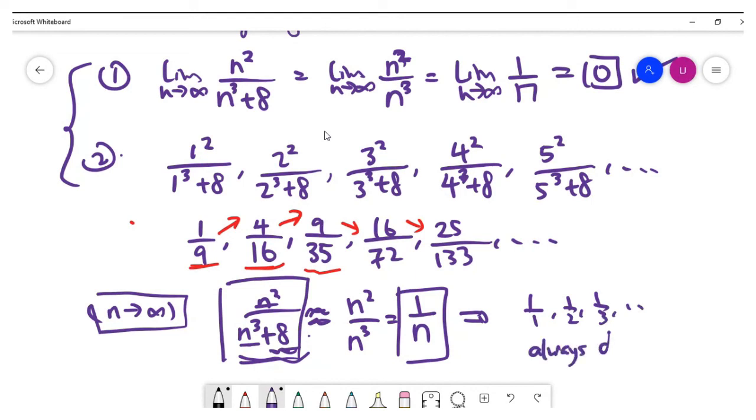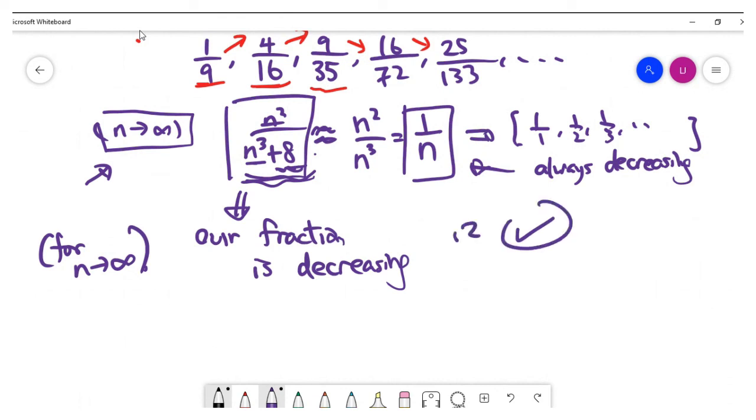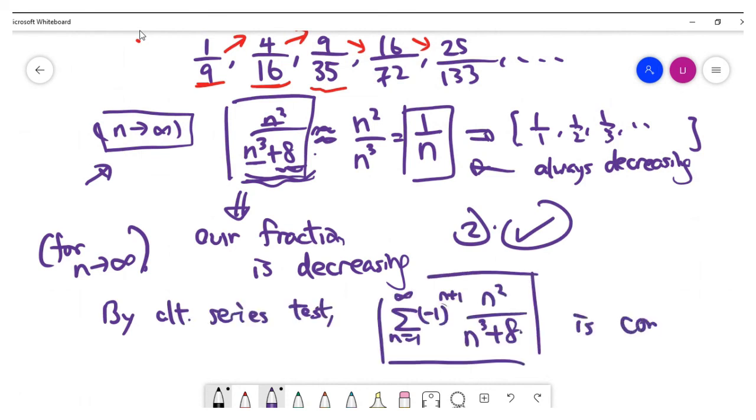So let me write it down here. Because 1 over n is always decreasing, we can claim that at least for n very, very big, our fraction is decreasing. So it means our condition 2 is satisfied, right? And it means by the alternating series test, our alternating series is convergent. And that's the end of this video.